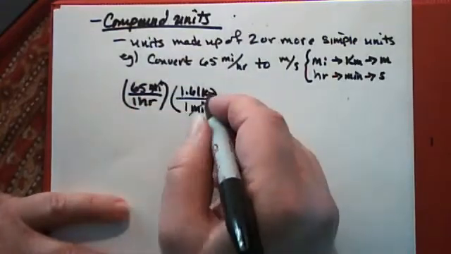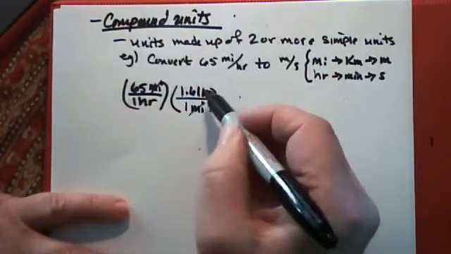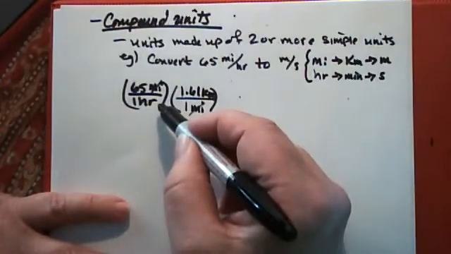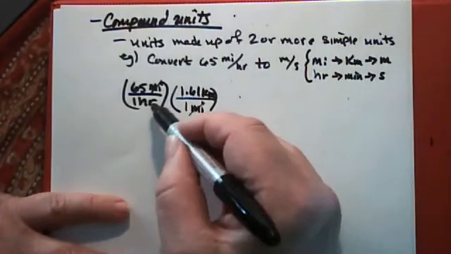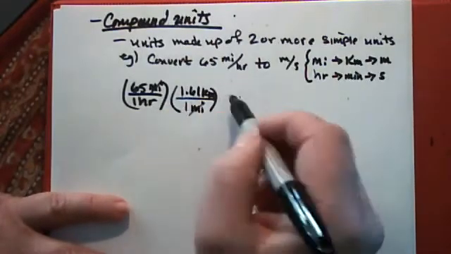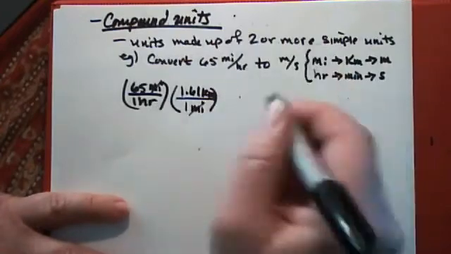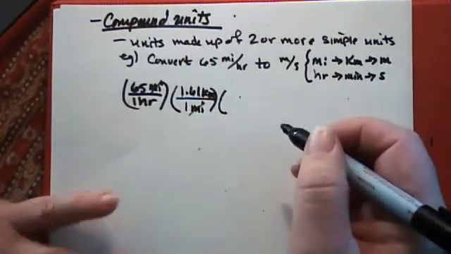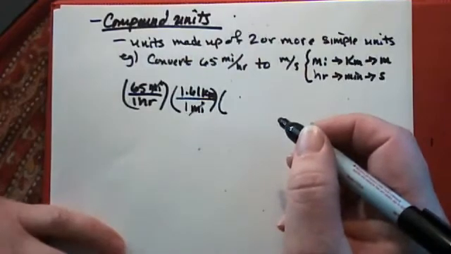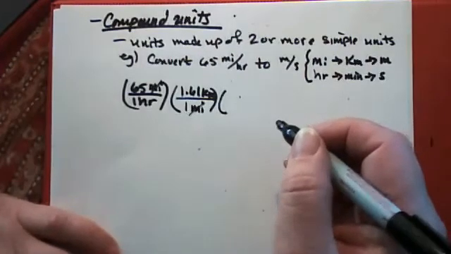Miles cancel, and now if you wanted to stop and write down the answer, you would have kilometers per hour, because the hours are still there. We haven't canceled those yet. So kilometers per hour, but I'm going to keep going. There's no reason that you have to stop and write down the answer after every conversion factor. You can just keep right on going.